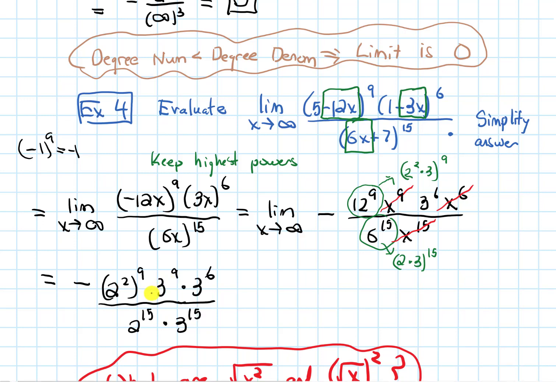Okay, 3 to the 9 times 3 to the 6, that is 3 to the 15. So that cancels with that perfectly. And then for 2 squared to the 9, I have a power to a power, so I multiply them. I'll get negative 2 to the 18 over 2 to the 15. That simplifies to negative 2 cubed, which is negative 8.